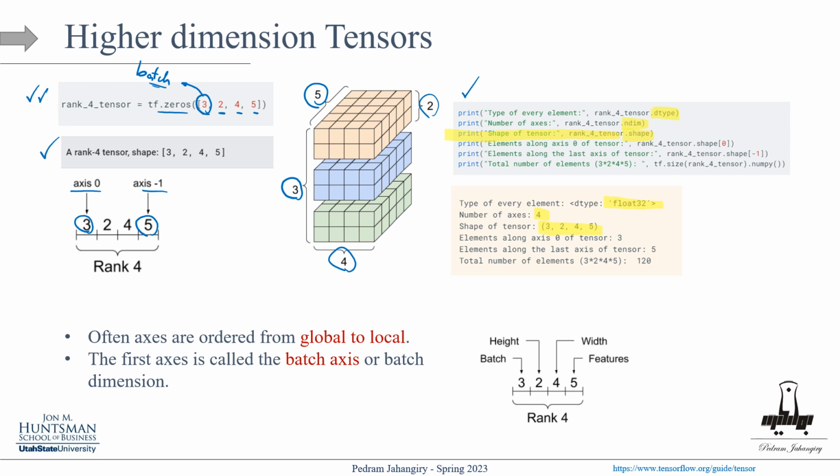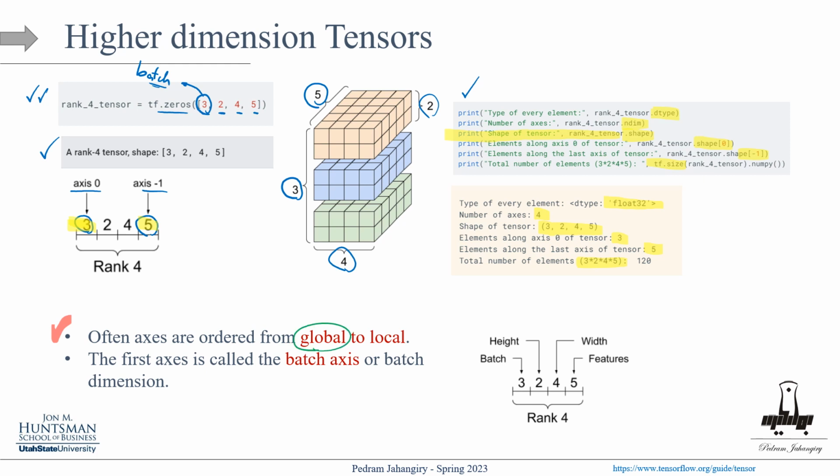Then the next thing you can extract off of this shape is the first axis and the last axis. Here the first axis was 3, and the last one was 5. And then finally, what is the size of your tensor? The size is a multiplication of all these numbers, 3 by 2 by 4 by 5, so it's going to be 120 in this example. Okay, so I think we talked about it. The axes are usually ordered from global to local, right?